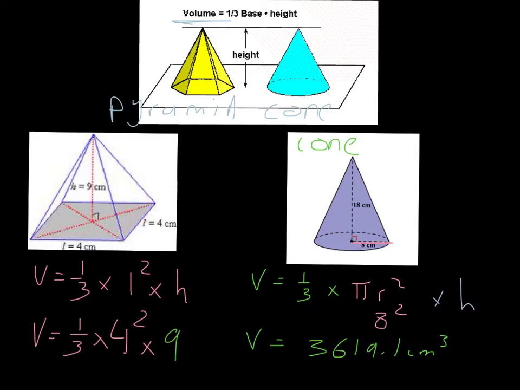And if we put it all in our calculator, what we end up getting is, in this case, the volume of this square pyramid would be 48 cubic centimeters.